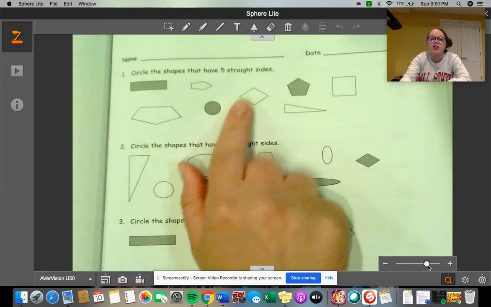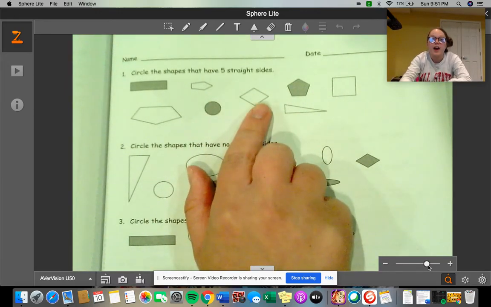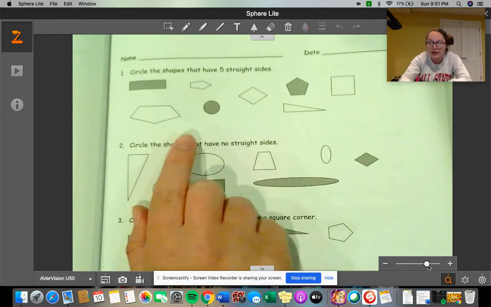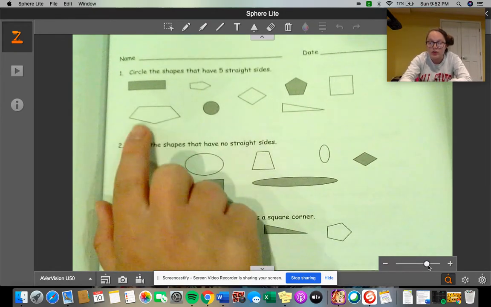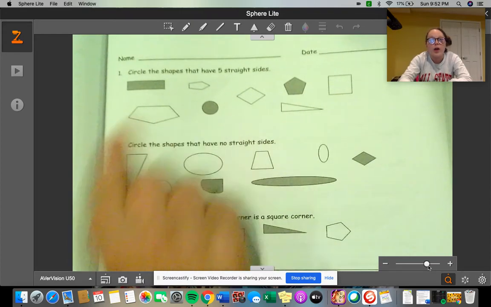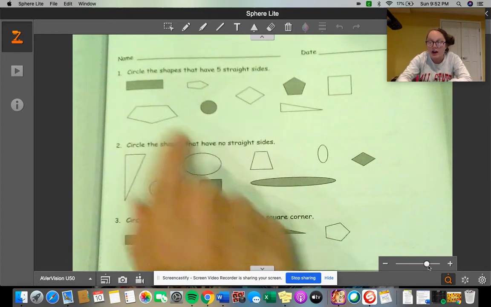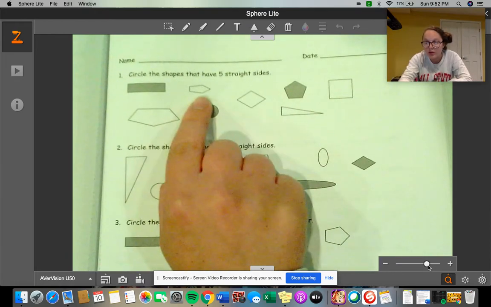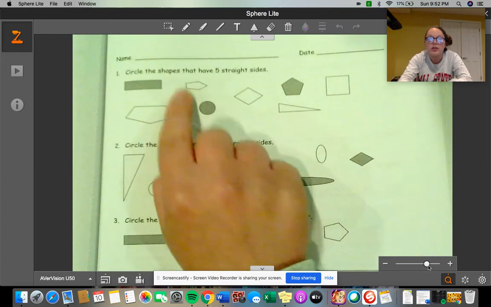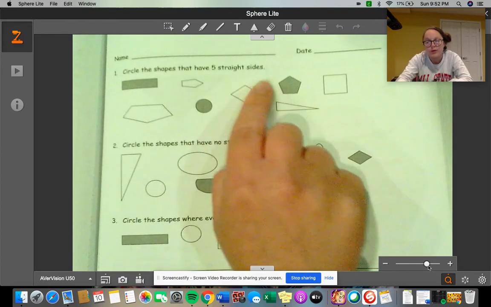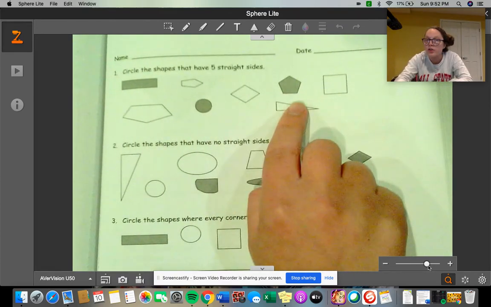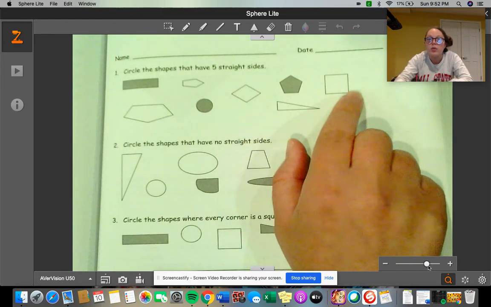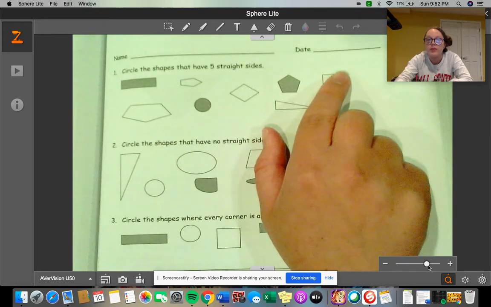So it says circle the shapes that have 5 straight lines. So I go 1, 2, 3, 4. That doesn't. 1, 2, 3, 4, 5. Ooh, I'd circle that one because that one has 5. That one's not going to because it's a circle. 1, 2, 3, 4, 5. Ooh, I'd circle that one. 1, 2, 3, 4. Nope. 1, 2, 3. Nope. 1, 2, 3, 4, 5. Ooh, I'd circle that one. 1, 2, 3, 4. Nope.